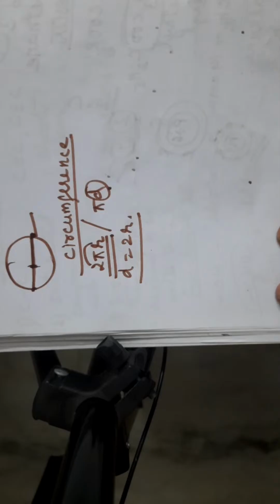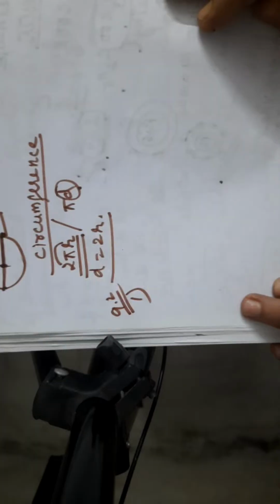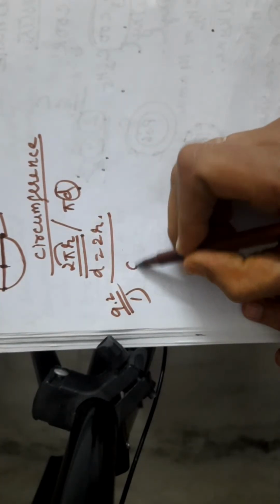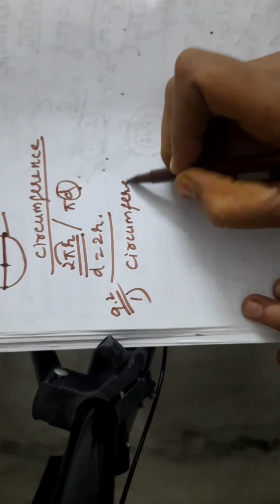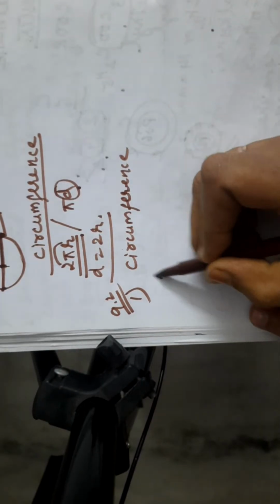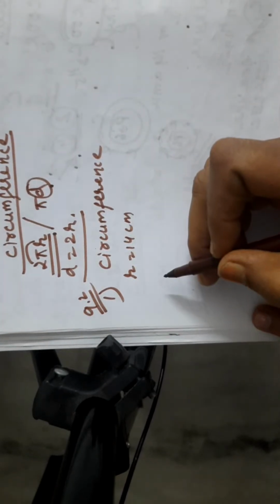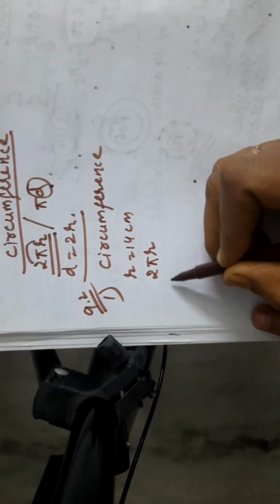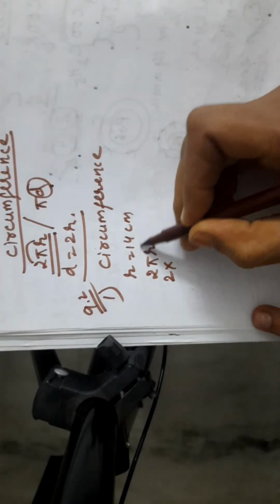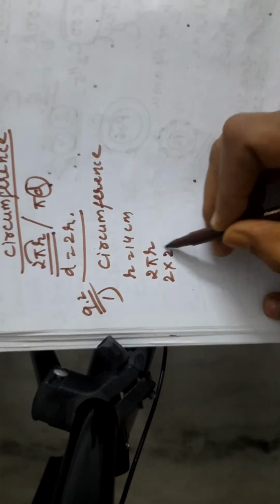The first question, 9.2 of NCERT. Here we need to find the circumference. Circumference is nothing but the perimeter of the circle. Here the radius is given as 14. These are purely based on formulas. Circumference of the circle is 2 pi r. So r can be replaced by 14. Pi value is 22 by 7.